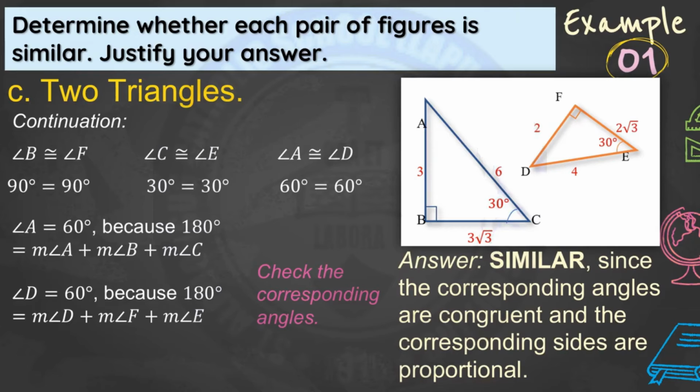Then since we have the measures of angle F and angle E, 90 and 30 degrees, it gives us 120 degrees. Then 180 degrees minus 120 degrees gives us 60 degrees. So both angles are equal to 60 degrees. Thus, the corresponding angles are congruent.